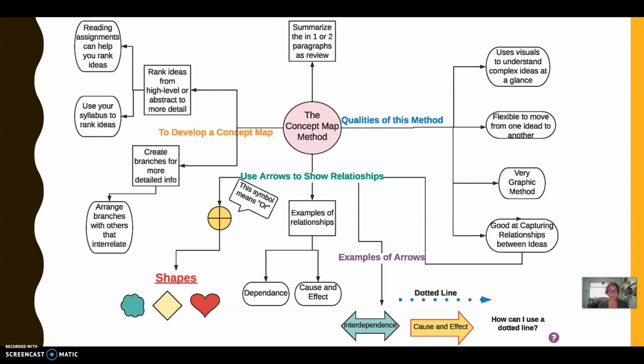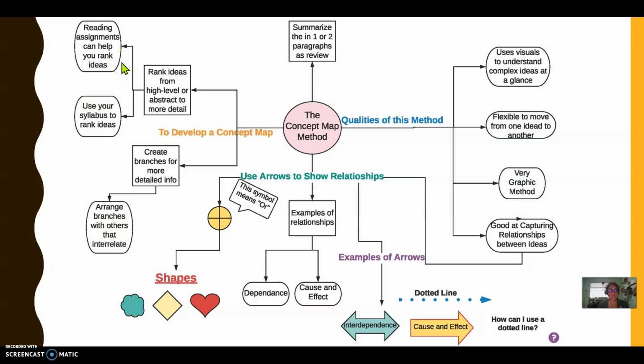With the concept map method, or with concept mapping, we have our main topic in a circle or box at the center, and we have different branches coming off of it. Let's start with the first branch to the left, which is how to develop a concept map. There are two main topics branching off of this. The first is we rank ideas from high level or abstract to more detail.